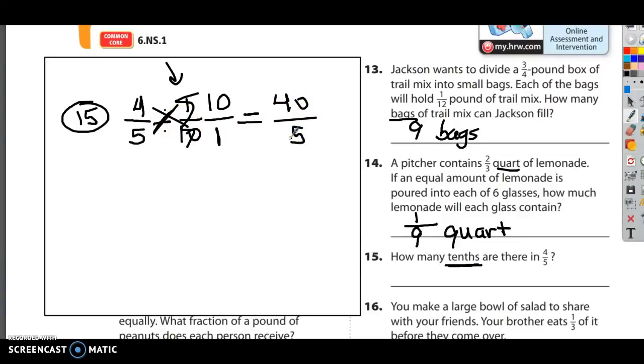or I could have simplified. Either way, I'll simplify now. 40 divided by 5 is 8. How many tenths are there in 4/5? 8. And if you want to put a word here, you can put the word tenths. 8 tenths.